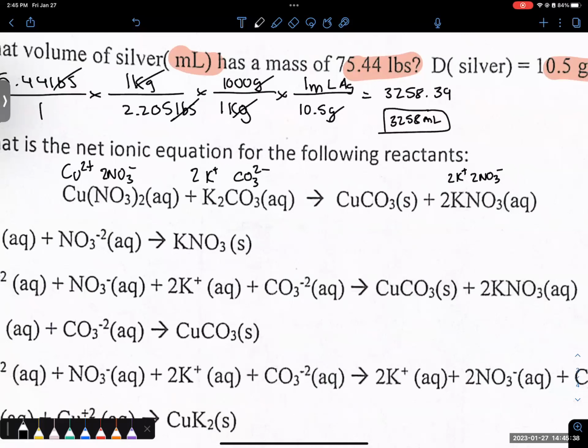Shout it loud because I can't hear it. Potassium, right? So we can cross that out. What else? Anything else? Nitrate. Therefore, the things that participated in a reaction were copper 2+, carbonate, and it produced copper 2 carbonate, solid, okay? That should be in our net ionic equation, okay?